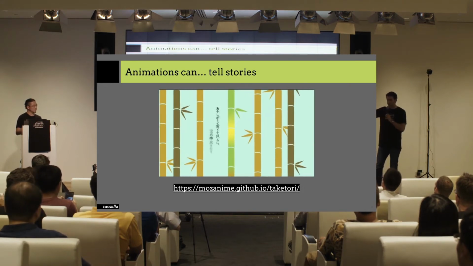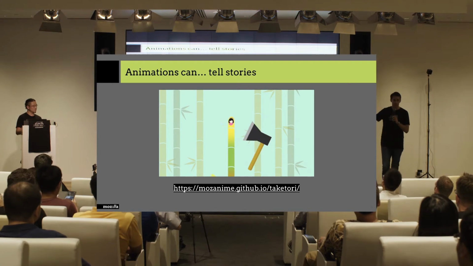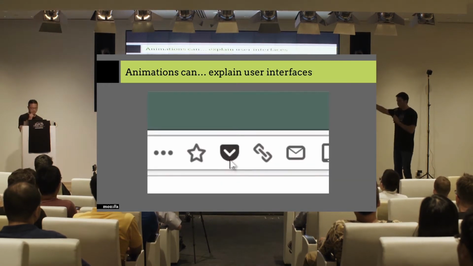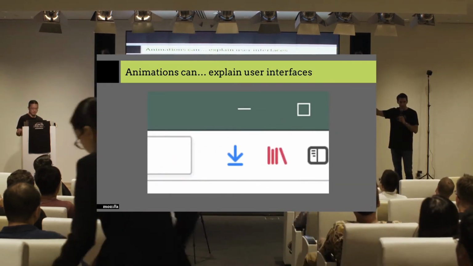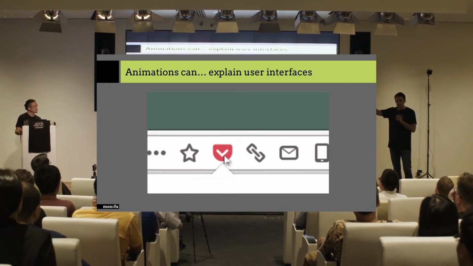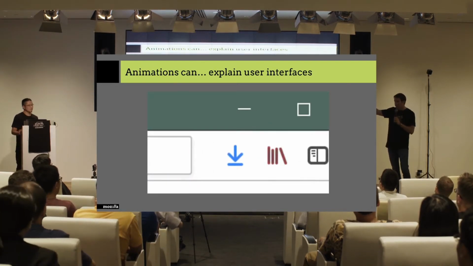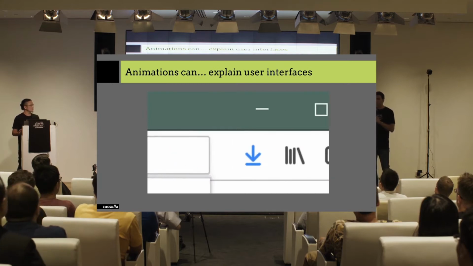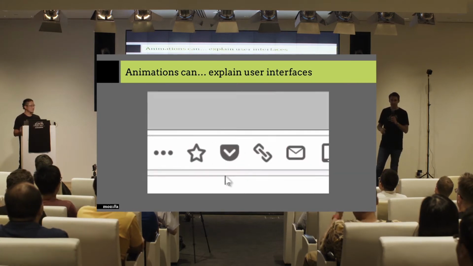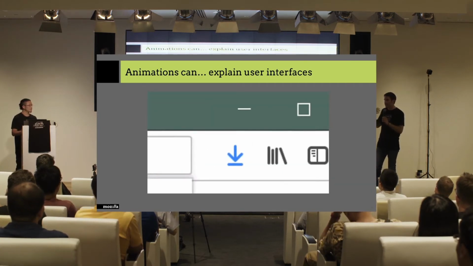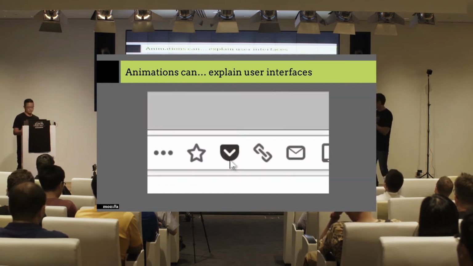You can also use animations to explain user interfaces. So, for example, this is the new Firefox Quantum, and if you go to save a pocket bookmark, there'll be an animation which will tell you where that bookmark went to so you can find it again. Animation's often the most intuitive way to explain user interfaces.